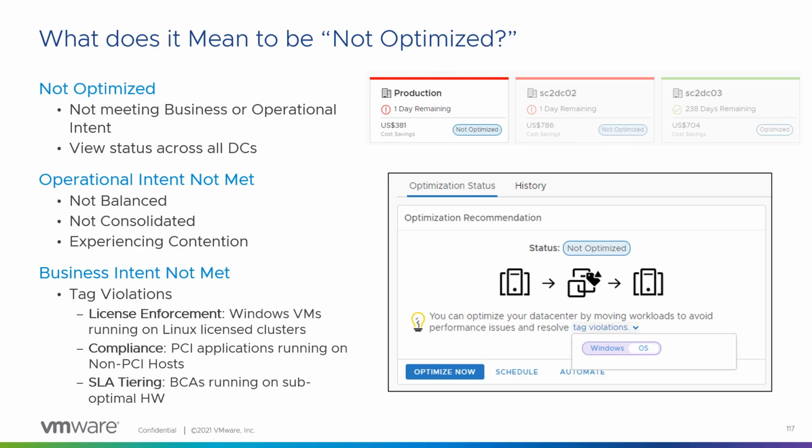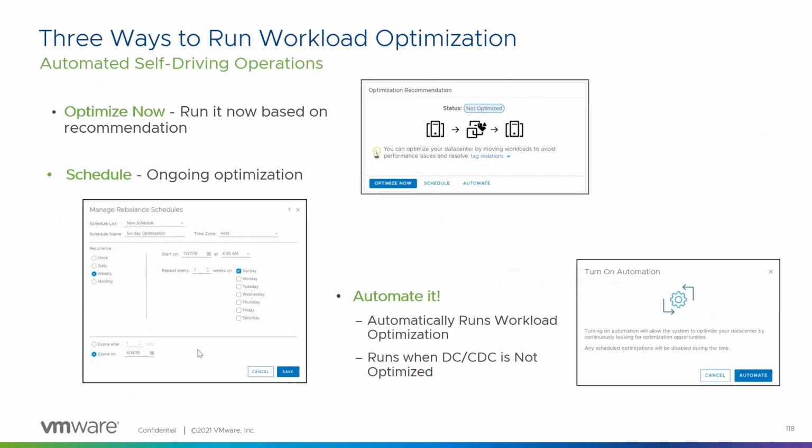And vRealize Operations is going to automatically watch for those problems and let you know, hey, this environment is not optimized. And then, of course, you can click on it and see why it is not optimized. Now, when something is not optimized, what can you do about it? Well, you've got three options. You can optimize it now. You can click a little button that just says Optimize Now, and vRealize Operations will bring up an optimization plan, which you'll see in a second, and allow you to make the changes. And it'll automatically move things around to make sure everything is optimized.